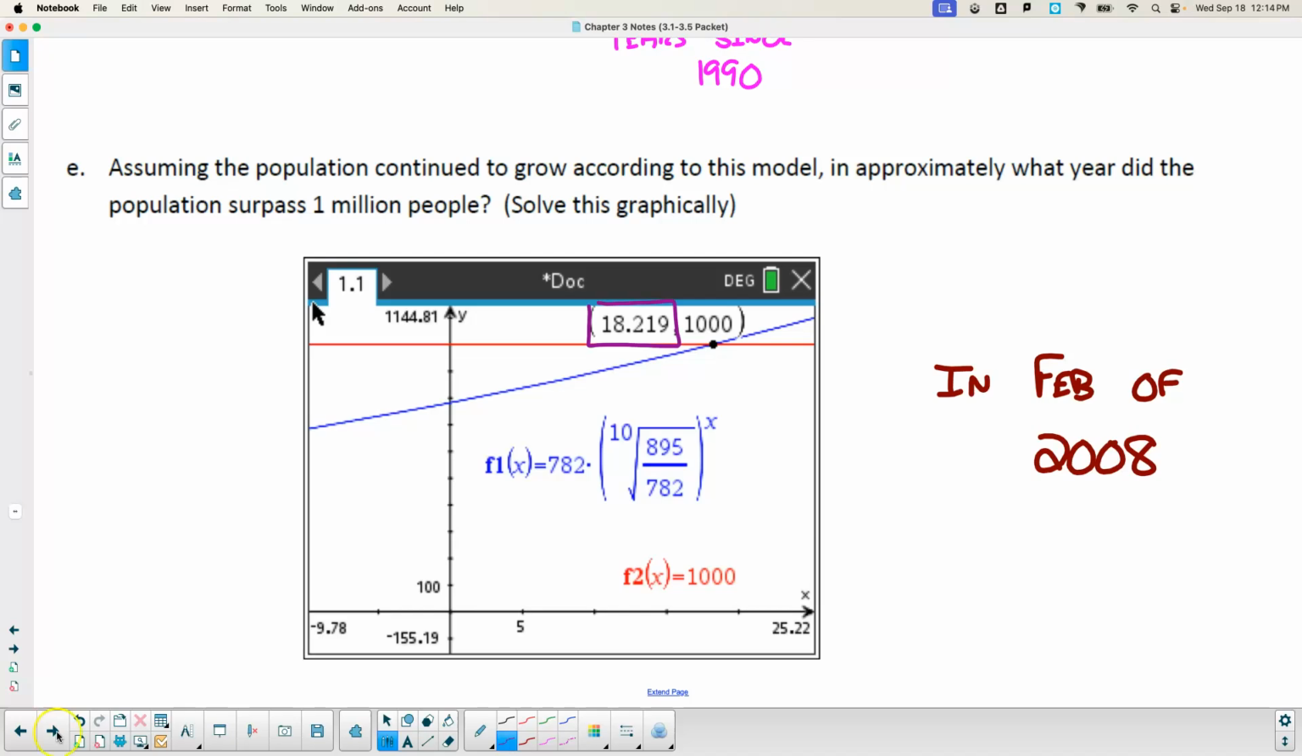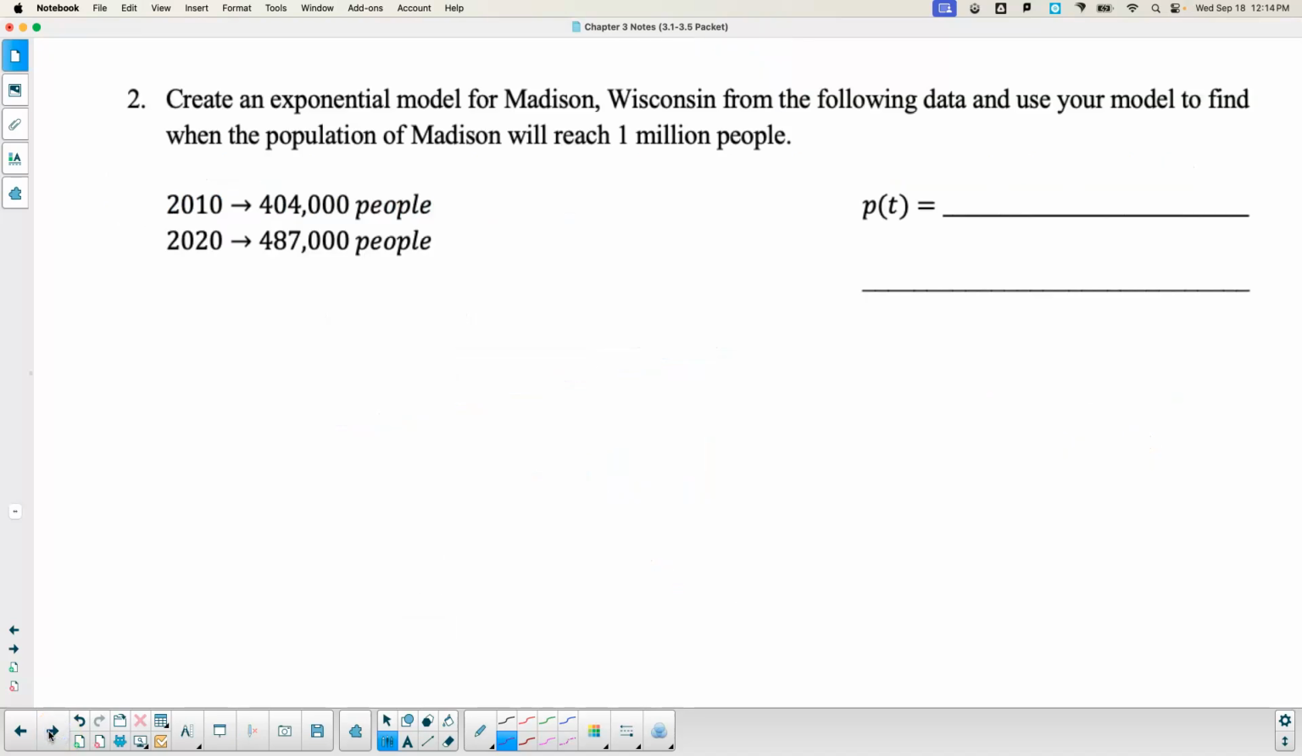Good times. What I would like you to do now is, I'm not going to have you solve this one to figure out when it's 1,000,000 people, because you guys don't have the graphing calculators right now, and I didn't get them out for you today because I just didn't want to have them out for like 5 minutes and then put them away. Okay? But I want you to come up with the exponential model for Madison's population. Okay? Go.